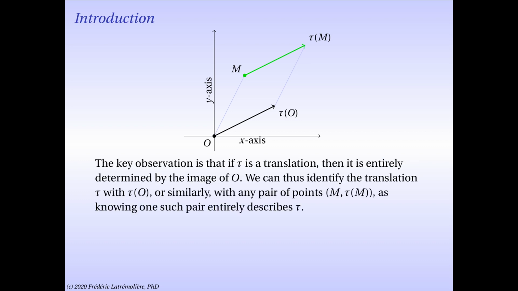The key observation is that if tau is a translation, then it is entirely determined by the image of the origin O. We can thus identify the translation tau with tau of O, or similarly with any pair of points m, tau of m, as knowing one such pair entirely describes tau. If you give me any point in the plane, I can calculate its image by tau by drawing a parallelogram.